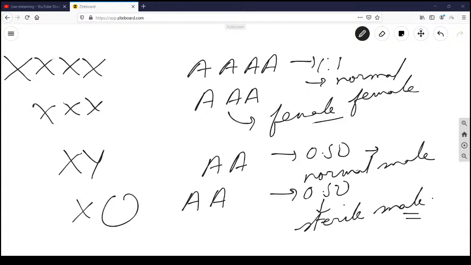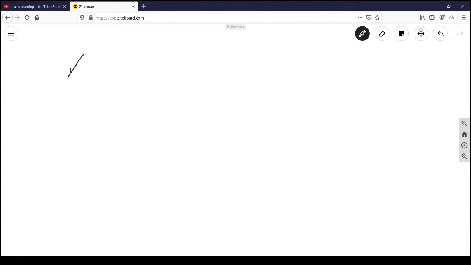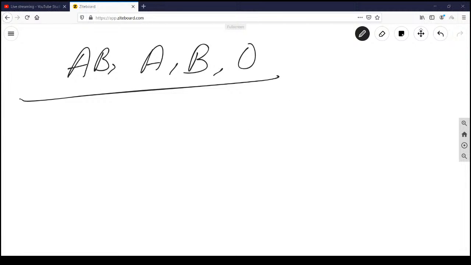Question number 45, if you check: ABO blood group in humans is controlled by the gene I. Three alleles, IA, IB, and IO, or you can say small i. Since there are three different alleles, six different genotypes are possible. But how many phenotypes occur? Four only, right? You have AB blood group, A blood group, B blood group, and O blood group. Only four occur because of codominance between A and B.